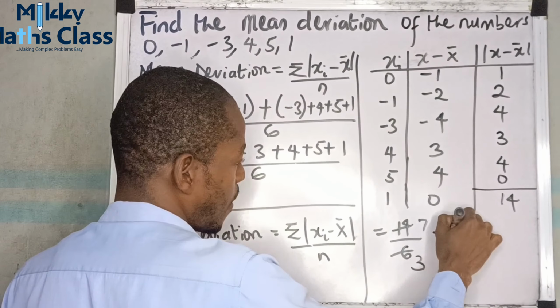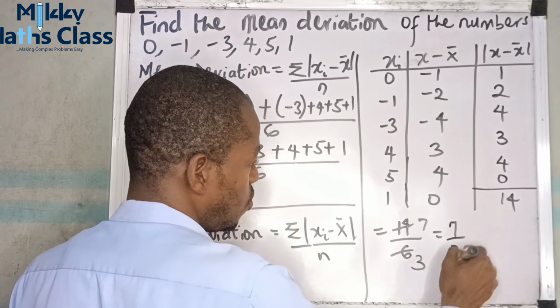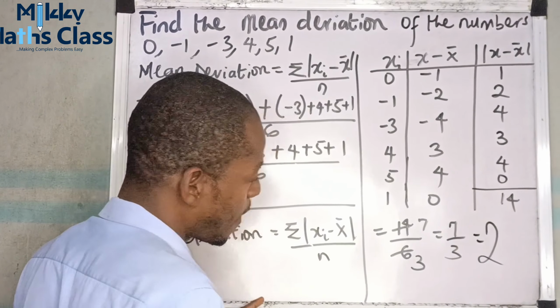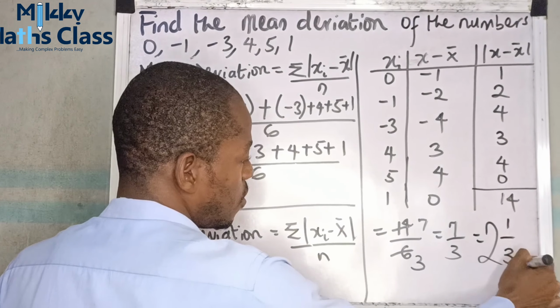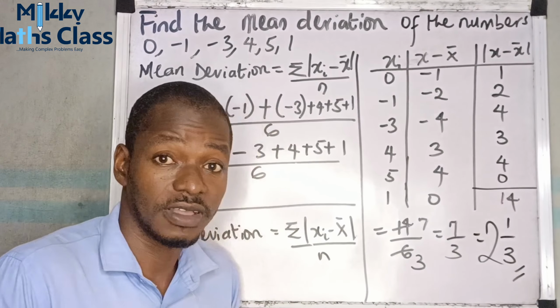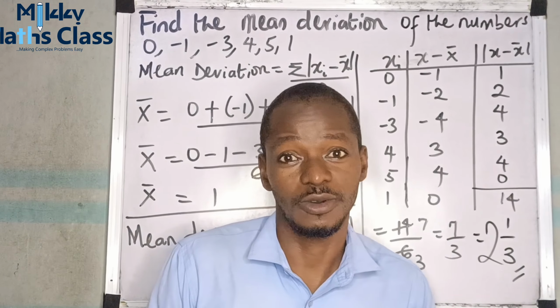We can break it down. 7 over 3. How many 3s do we have in 7? That's 2, remainder 1 over 3. We can also convert it to decimal. And that's the answer. I hope you have enjoyed the workings of today.